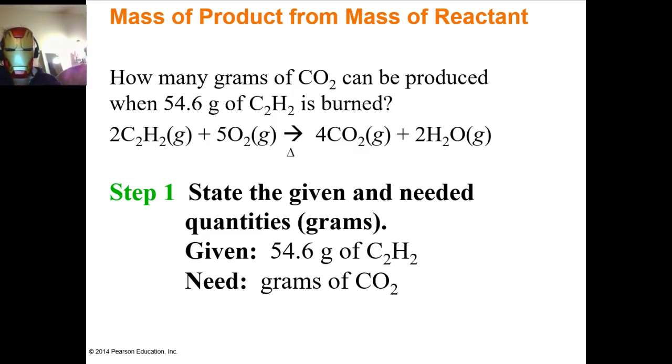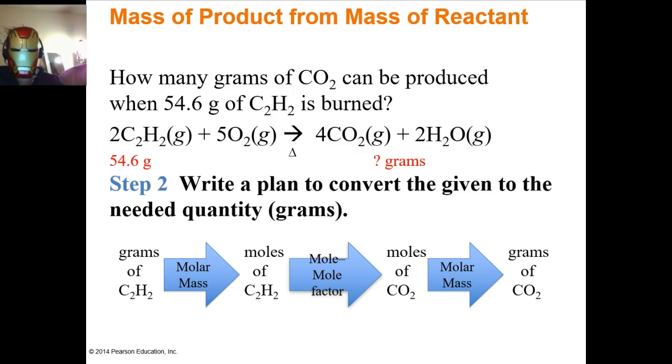So when you're wanting to get the mass of a product from the mass of a reactant, step one, you're going to state your given. They say needed, I say unknowns. When I'm writing my unknowns, I draw question marks. Those question marks are questionable. Here's what we're given. Here's what we need. So again, here's your problem. Don't forget this triangle means delta, which means that heat was added.